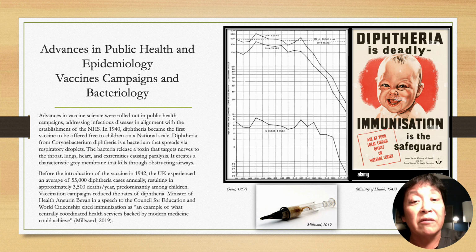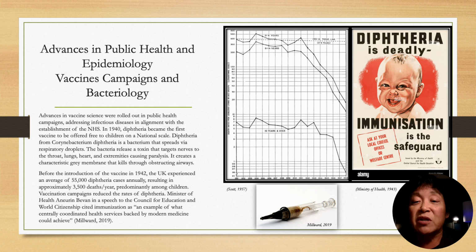Diphtheria, from Corynebacterium diphtheriae, is bacteria that spreads via respiratory droplets. The bacteria releases a toxin that targets nerves to the throat, lungs, heart, and extremities, causing paralysis. It also creates a characteristic gray membrane that kills through obstructing airways.